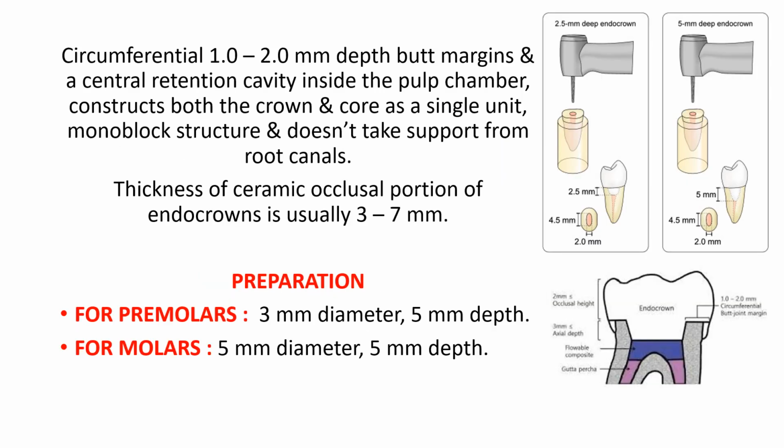Circumferential 1 to 2 mm depth butt margins and a central retention cavity inside the pulp chamber. Constructs both the crown and core as a single unit, monoblock structure and doesn't take support from root canals. Thickness of ceramic occlusal portion of endocrowns is usually 3 to 7 mm. Preparation for premolars, 3 mm diameter and 5 mm depth. For molars, 5 mm diameter and 5 mm depth.